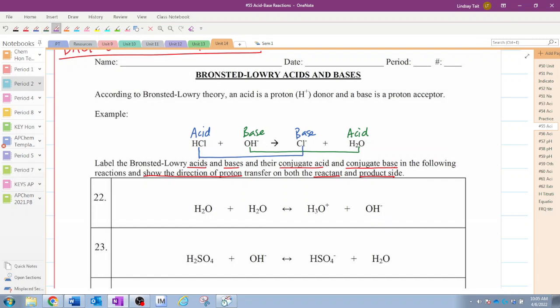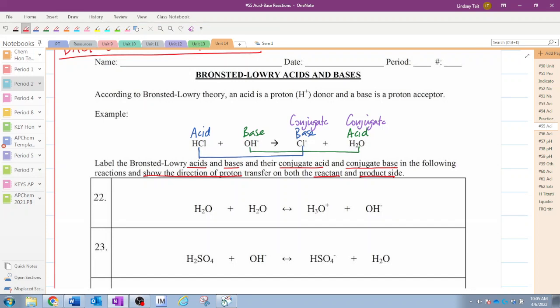Step three, add the word conjugate to the labels on the product side. So instead of just calling this the base, we're going to call it the conjugate base. And instead of just calling this the acid, the water, it is the conjugate acid, because those are the things that got made in the reaction. So that was step three.